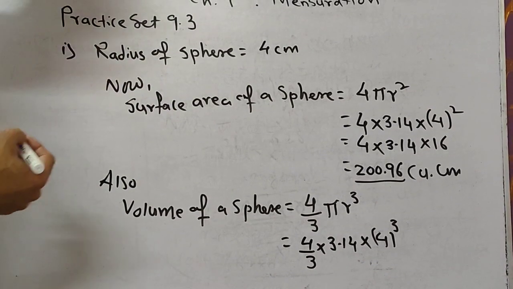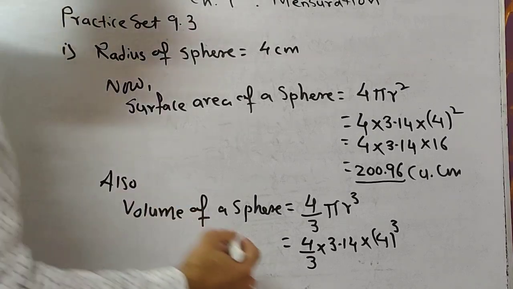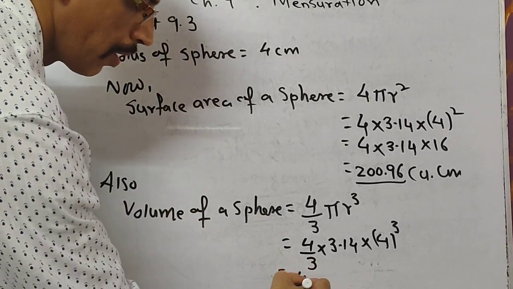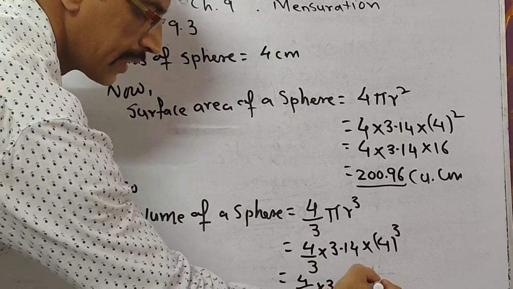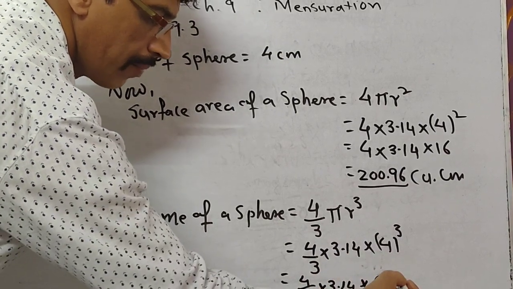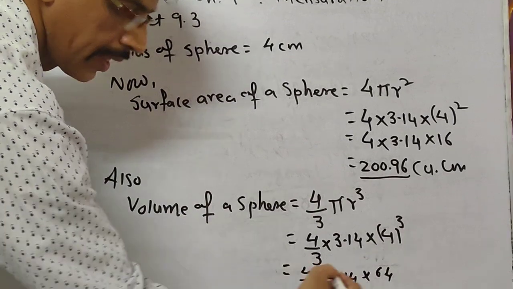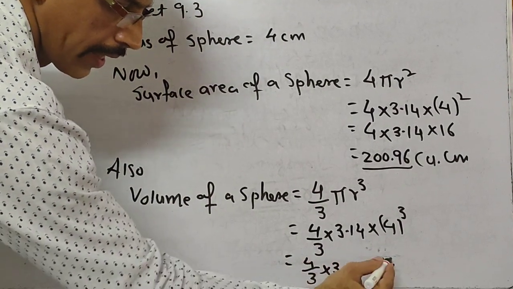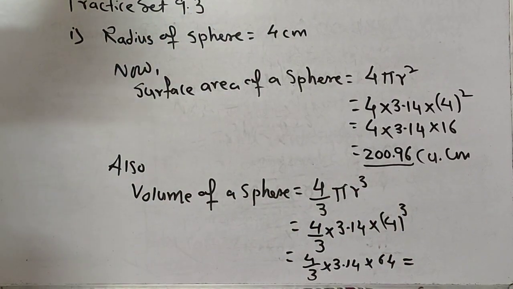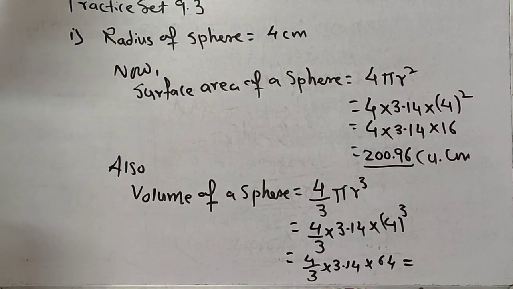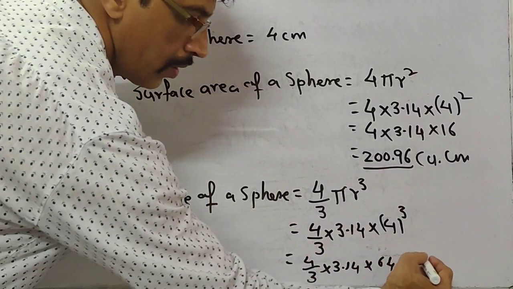4 cube is 64. So 4/3 into 3.14 into 64. You multiply all and divide by 3. First multiply all of this and then divide by 3. You will get the answer 267.95.